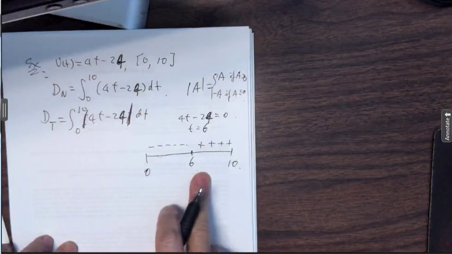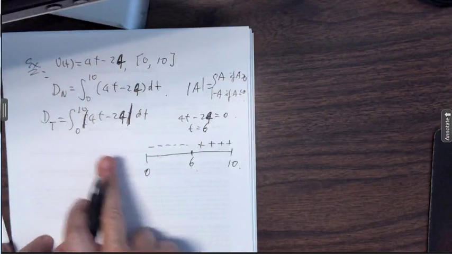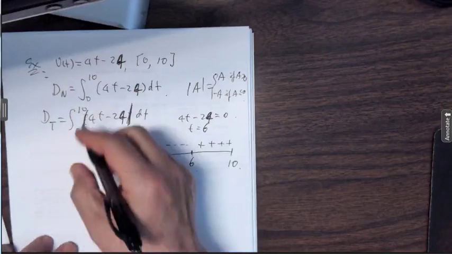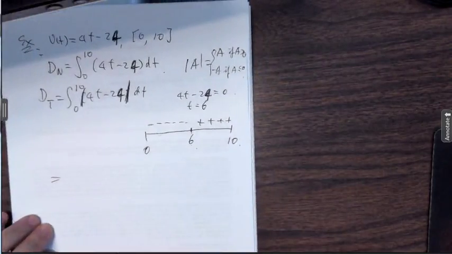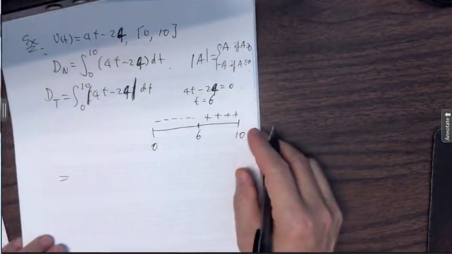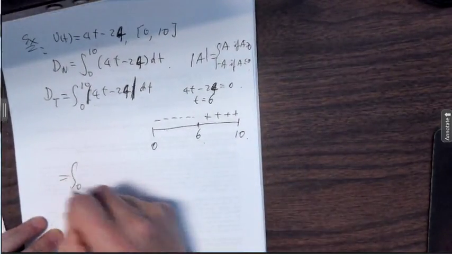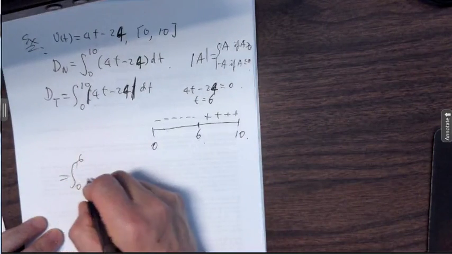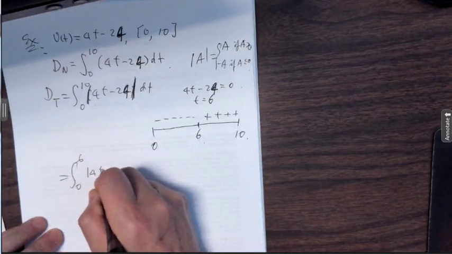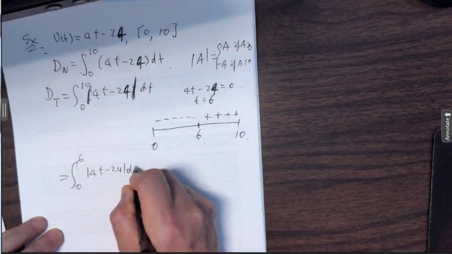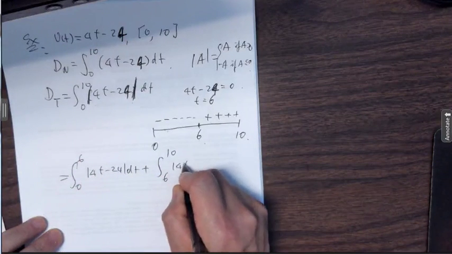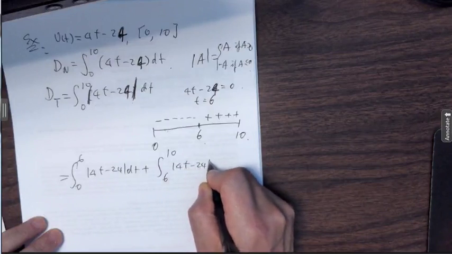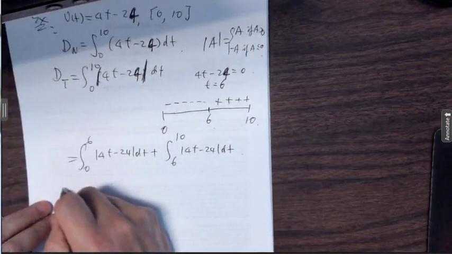It's negative from 0 to 6. It's positive from 6 to 10. Therefore, I need to first break this. This is how we deal with this kind of integral involving absolute value expressions. We break it according to the sign distribution: 0 to 6, 6 to 10. This is just to get ready.